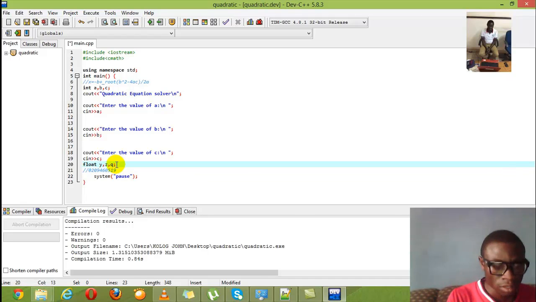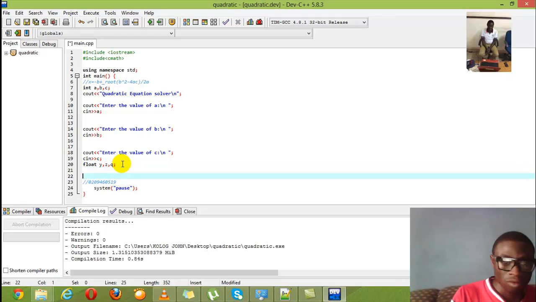And this variables float y, z, q. Now watch out what happens. Y will be equal to minus b. We are using the y variable to hold whatever is entered, to hold the value of minus b. Is that okay? Minus b semicolon.